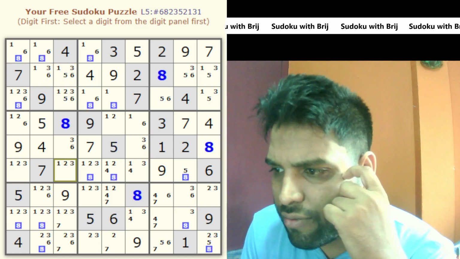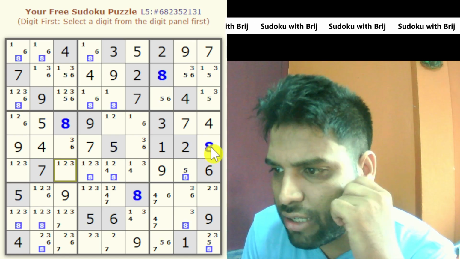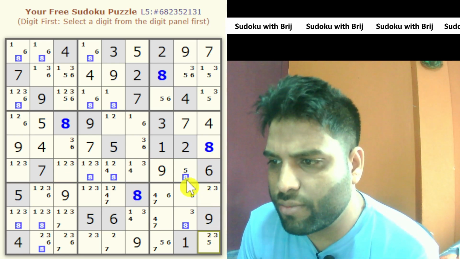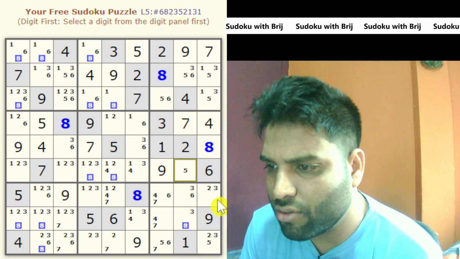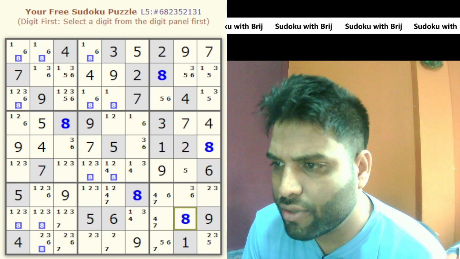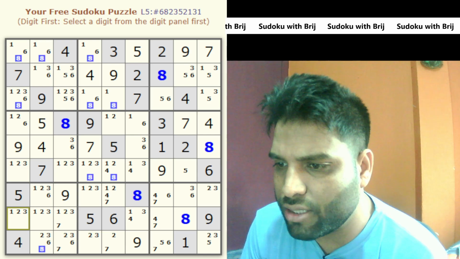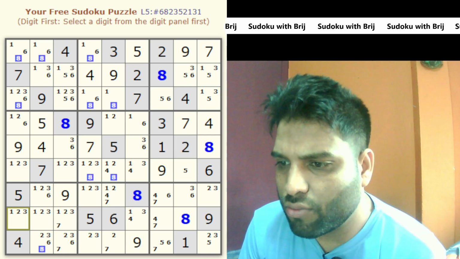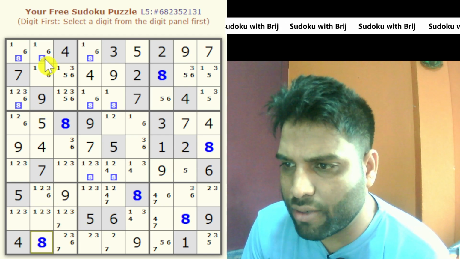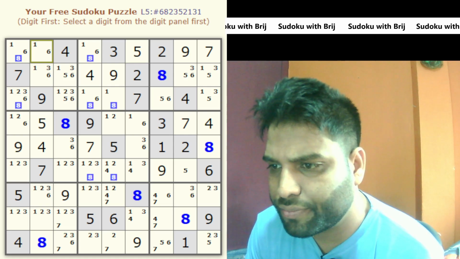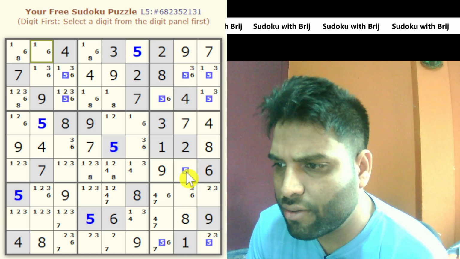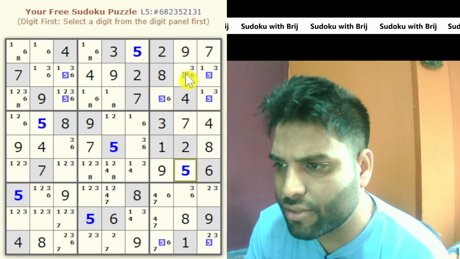One thing I forgot about 8: since I put 8 over here, 8 can be removed from this cell. So the only possibility of 8 in this box is over here. So now 8 can be removed from these 2 cells. So I can remove 8 from this cell also. Now let's move on to 5. I can put 5 over here, so 5 can be removed from this cell.